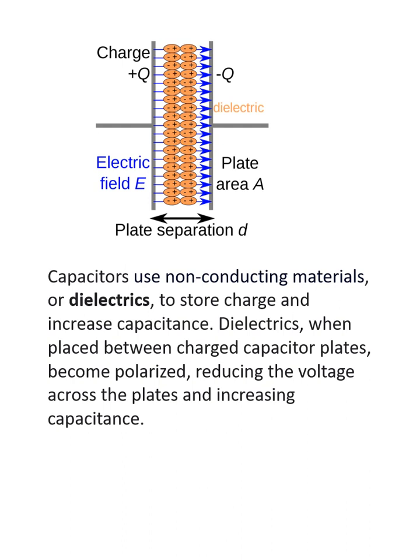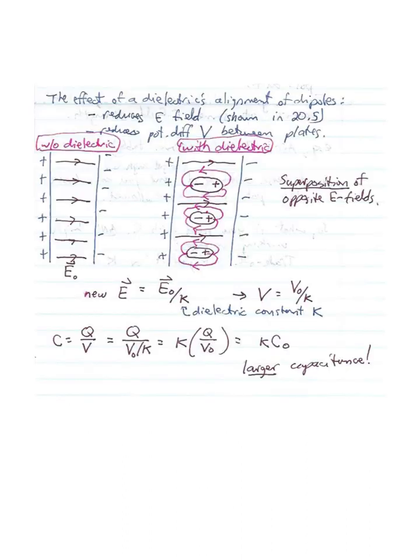Now the capacitor might have a variety of dielectric materials. It could be Teflon, it could be aluminum oxide, it could be glass. But whatever it is, it's a material that is polarized. So you can see it right in there.